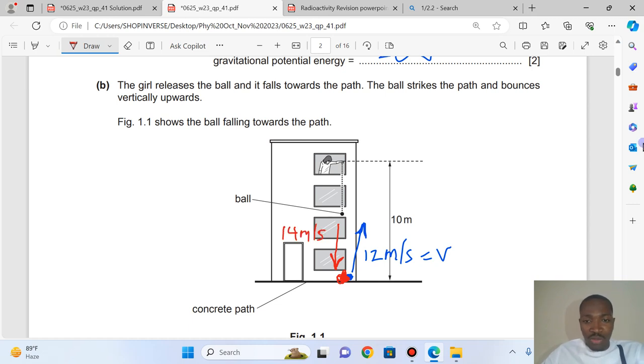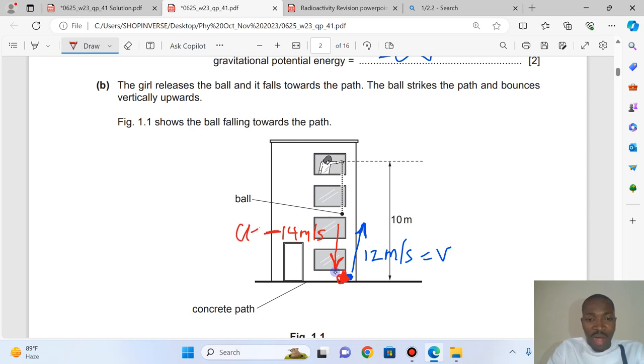When it was time for it to bounce back upwards, it bounced back upwards with a velocity of 12 meters per second. Now look at this arrow. Velocity is a vector quantity. We are taking the final velocity as the direction of interest, so the direction of velocity here is positive. Since initially the ball traveled downwards, we take the direction of the initial velocity to be negative.